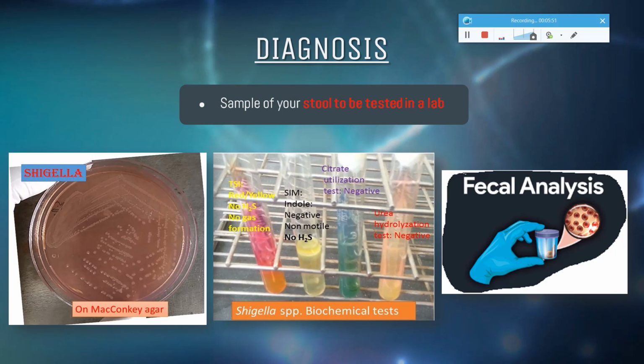Apart from that, there are a lot of biochemical tests. This is just to show you some color changes. You need not bother about the color changes, but basically have an idea that there are a lot of biochemical tests which can be very useful for identifying or diagnosing this particular organism.